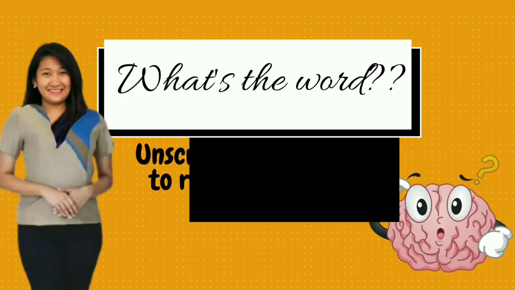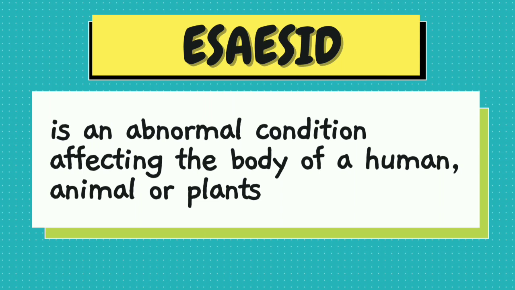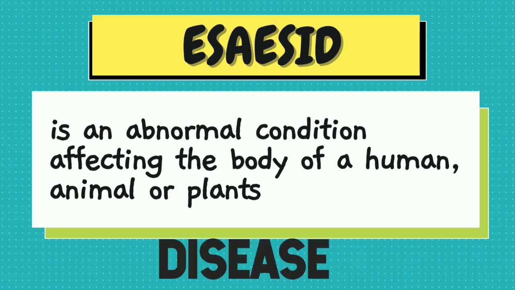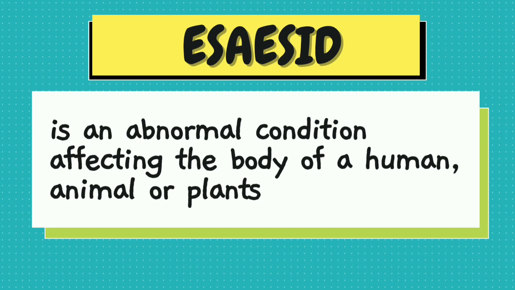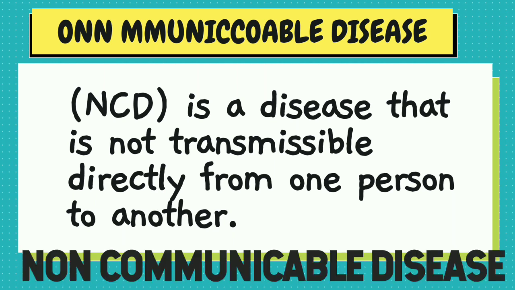Let's do this activity. What's the word? Unscramble the letters to reveal the hidden words. Blank is an abnormal condition affecting the body of a human, animal, or plants. You got it right. It's disease. Is a disease that is not transmissible directly from one person to another. The answer is non-communicable disease.